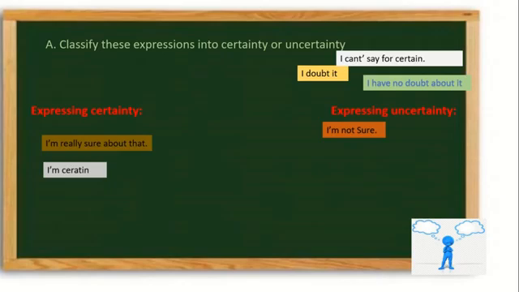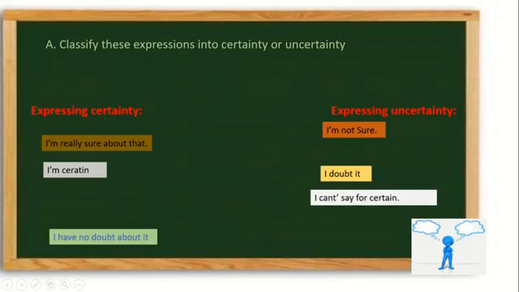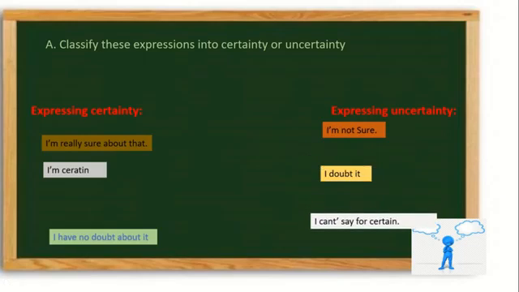I doubt it. It belongs to expressing uncertainty. I can't say for certain. I have no doubt about it. Very good. I have no doubt about it belongs to expressing certainty. However, I can't say for certain we use to express uncertainty. Well done. Let's move to the following task.